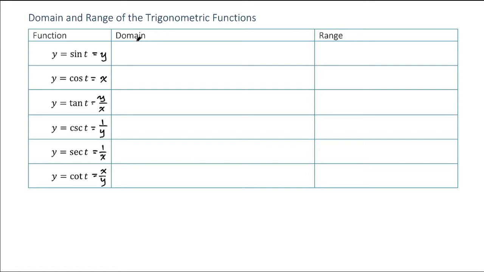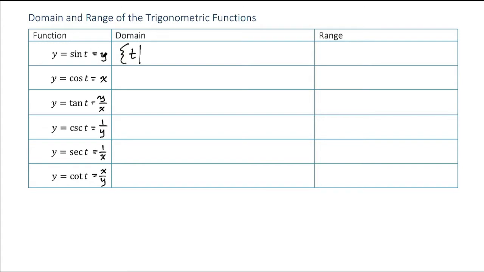So let's talk about domain first of all. Remember that domain is what we're allowed to plug into the function. It's the possible values of t. We're going to write these domains in set notation, where we write the set of all t, and then we have a vertical line that says such that. And then we put the condition, what has to be true, what values of t actually do work.